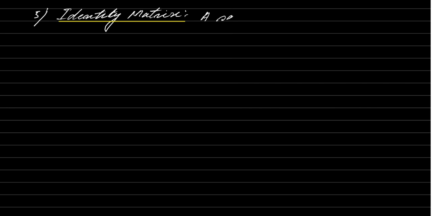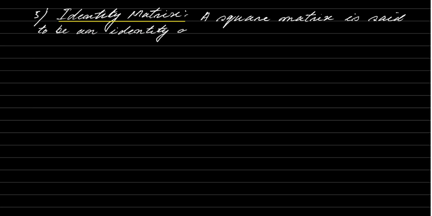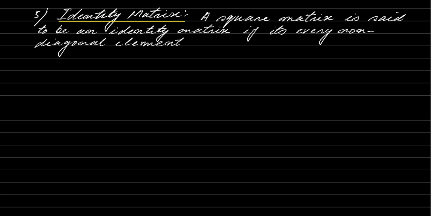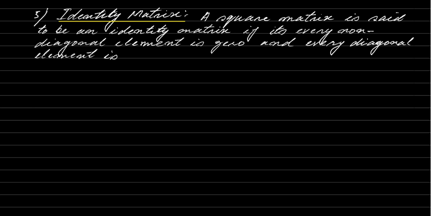A square matrix is said to be identity matrix if its every non-diagonal element is 0 and every diagonal element is 1.